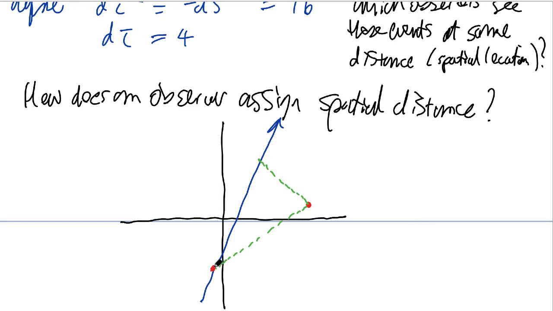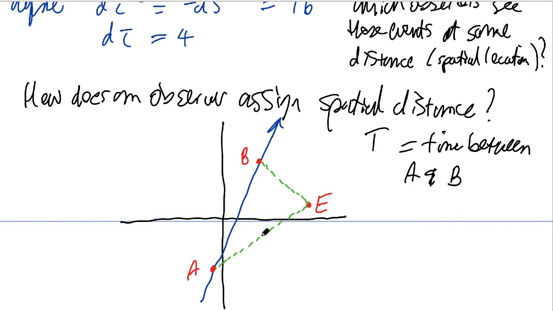Okay, so the event at which this light was emitted is event A, this is event B, and this is our event E. Well, this observer reasons as follows. The time between event A and B is something that he or she can measure on their clock, and let's just call that capital T. And that, of course, is the proper time between those events. It's the time as measured by this observer for which those events are the same spatial location.